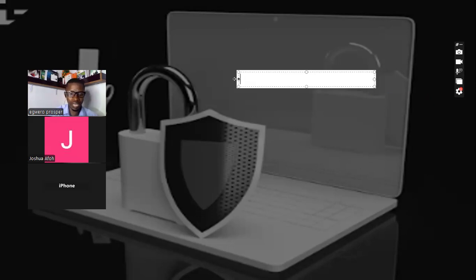The next one is FTP. This is another network protocol. Remember I said protocols are a set of rules that devices or ports use to communicate within the internet space. So FTP means File Transfer Protocol. Let me write it: File Transfer Protocol.